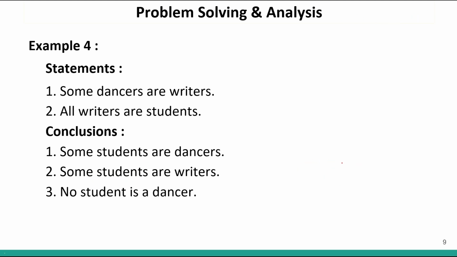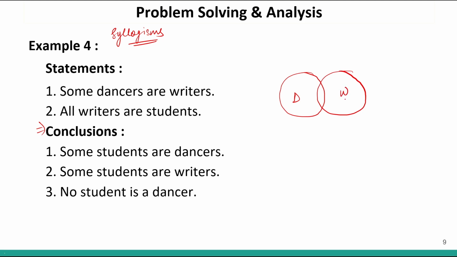Okay. Example 4, this is a question of syllogisms. Some dancers are writers, all writers are students, some students are dancers. These are the conclusions given to us, and we have to identify which of the following conclusions is correct. Now, some dancers are writers. So if this is dancers, some dancers are writers will be represented like this.